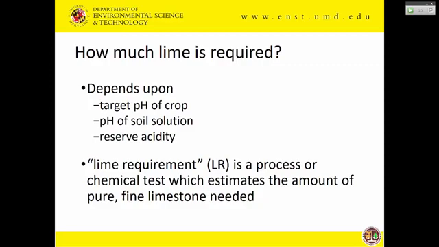So lime requirements can be done in two ways. They can be a chemical test, that's what the pH buffer is. It's a chemical test to determine how much lime is required. Or you can use some kind of decision support tool to estimate how much lime is needed. And the lime requirement is usually given in terms of pure, fine limestone. So if you're using something else, like Domino sugar, you might have to adjust your rate.